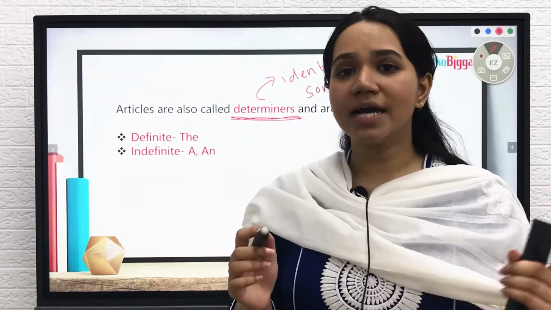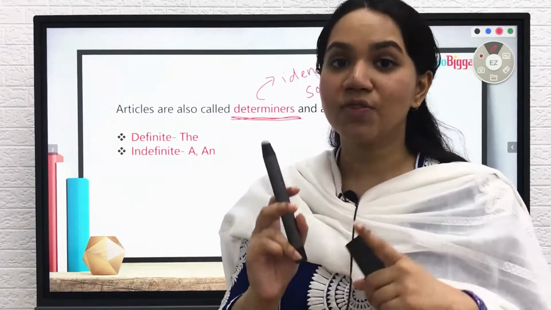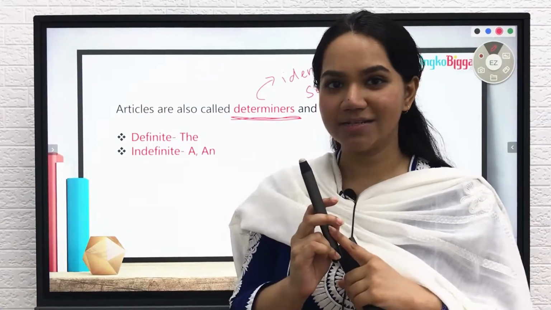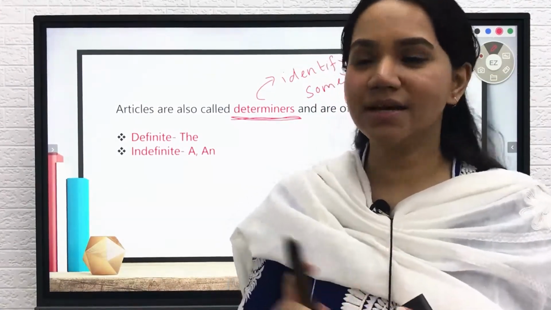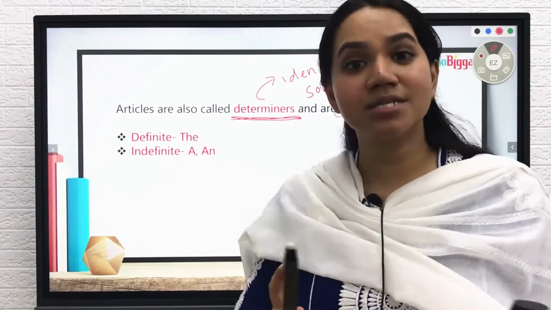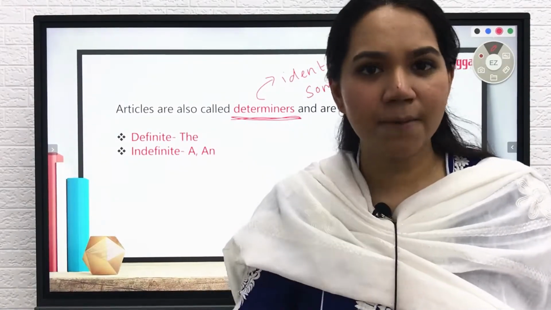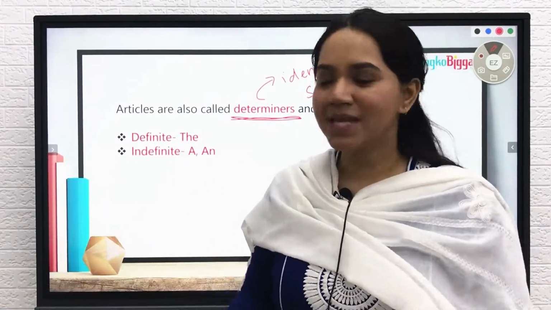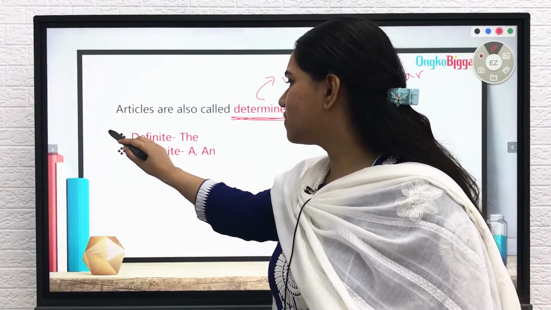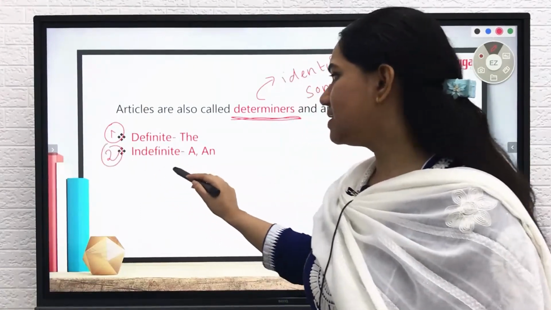However, if I specifically mention this is the pen with which I have taken English classes at Onkovigan, then I will be using the. Therefore, we know that articles are used to determine whether something is specific or something is common. Therefore, we see that articles are of two types. Number one is definite and number two is indefinite.